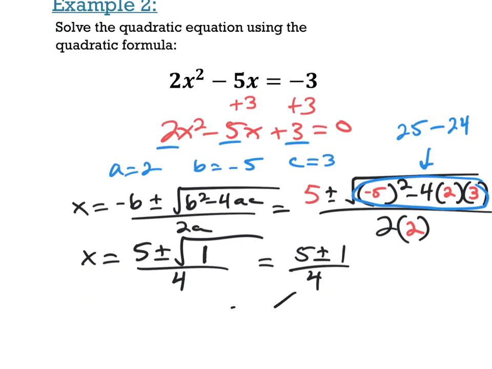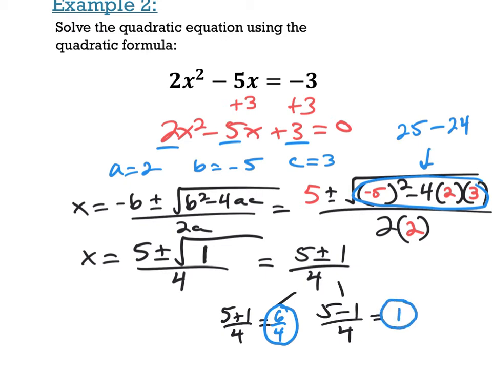So one of the answers would be 5 plus 1 divided by 4, and then the other one would be 5 minus 1 divided by 4. And so one of the answers, 5 plus 1 over 4, that'd be 6/4, or you could call it 3 over 2 as your answer, or 1.5. And then the next answer, you get 4 over 4, which is 1. And so those two would end up being my two solutions here.